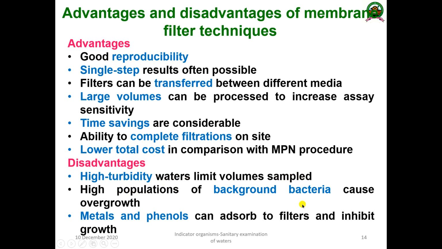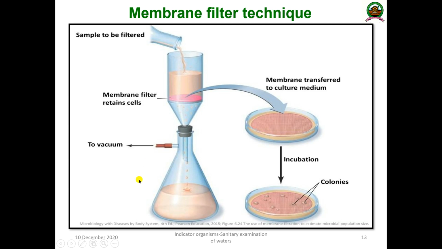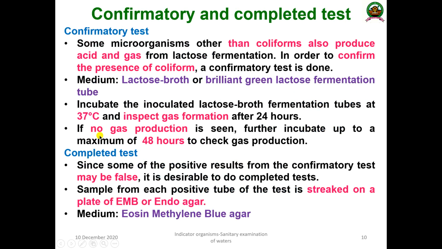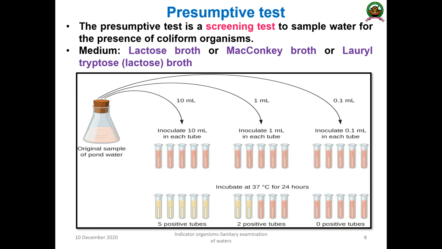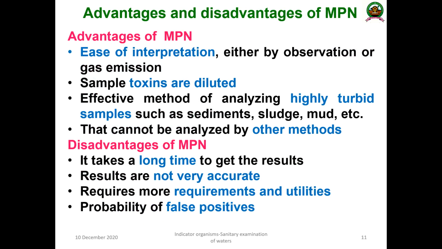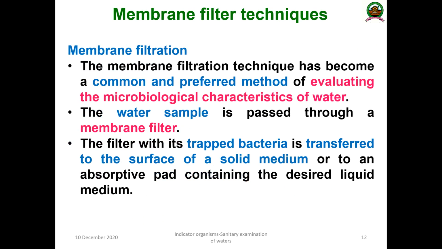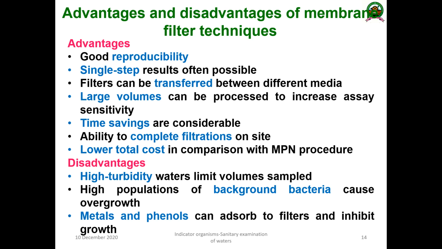Then a high population of background bacteria causes overgrowth. In the pour plate case there is a serial dilution: 10 ml, 1 ml and 0.1 ml, a lot of 10-fold dilutions. But here the sample is original, so you will get very thick growth. In a particular plate you may have 2000 or 3000 bacterial colonies. It will be overgrown, and we cannot identify the bacteria properly.